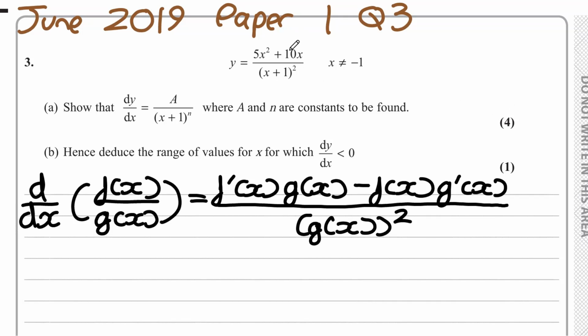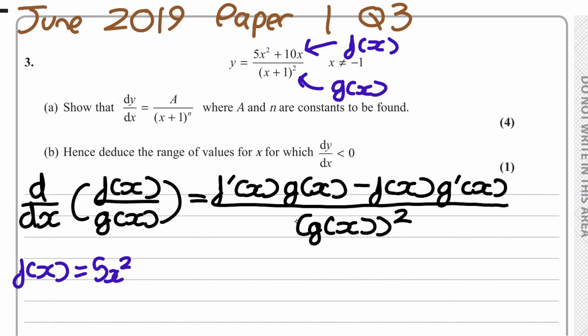Okay, so we need to differentiate this here, and to differentiate this again, because it's a fraction, we're going to use the quotient rule. Again, I've given you the formula for the quotient rule here. So what we're going to say is the function in the numerator is f(x) and the function in the denominator is g(x). So therefore f(x) is equal to 5x squared plus 10x, and g(x) is equal to (x plus 1) to the power of 2.